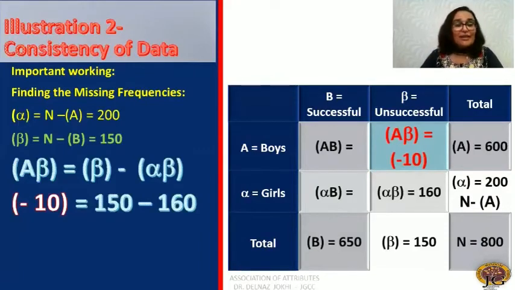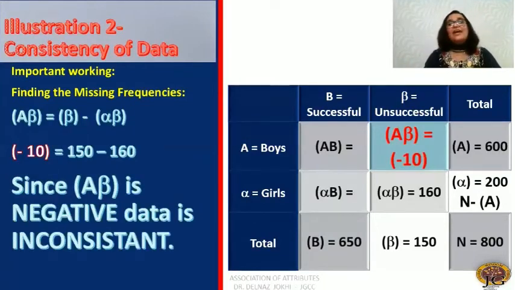Is the data consistent or inconsistent? What do you feel? Remember the theory I taught you. Remember the first rule, that the frequency should be greater than or equal to 0. Does anything come to mind? Yes, this is minus 10. It is not greater than or equal to 0. So, because A beta is minus 10, it is negative, you can mark it in red.